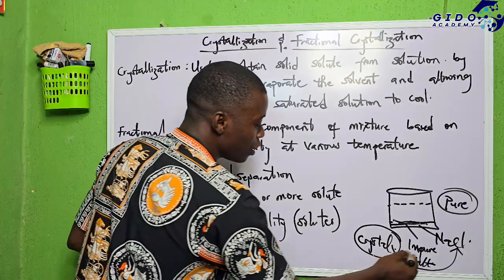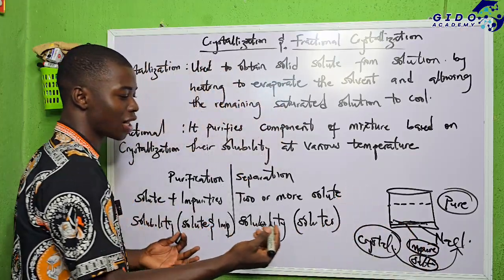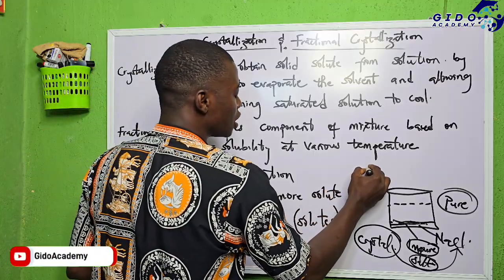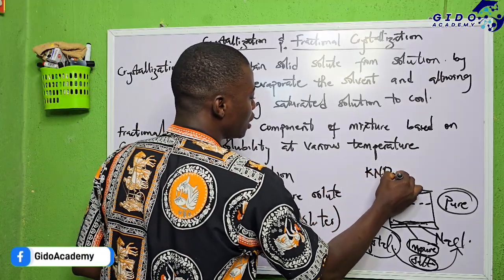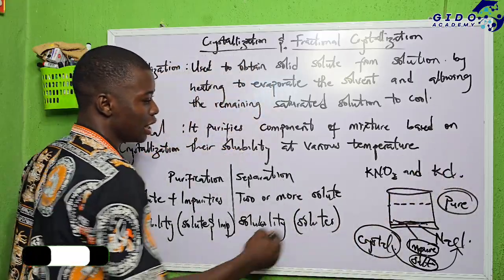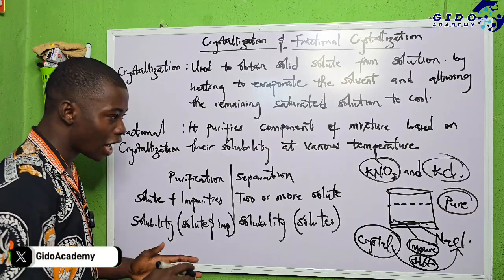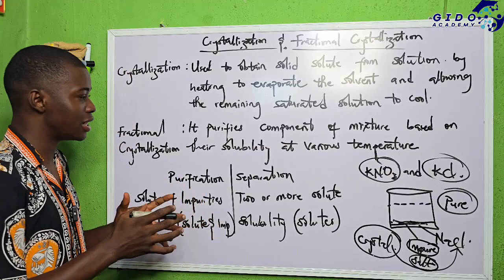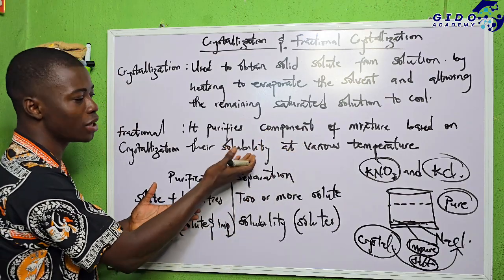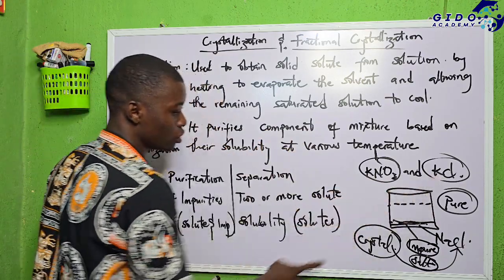But for fractional crystallization, it's quite different. Instead of having one solute and one impurity, you are going to have two solutes. Let's say, for example, KNO3 and potassium chloride. Let's say these are the two salts that are inside, no impurity. Now, for fractional crystallization, the components of the mixture are separated based on their solubility at various temperatures. The solubility of this one differs from this one.